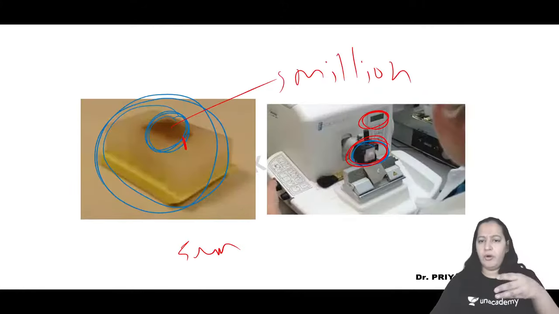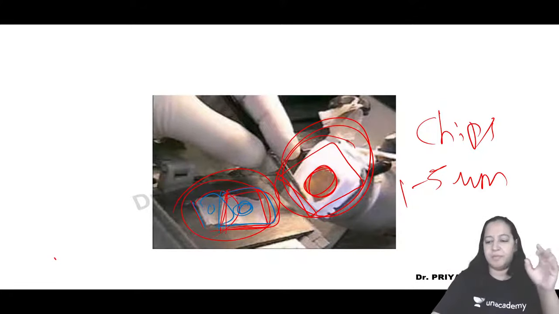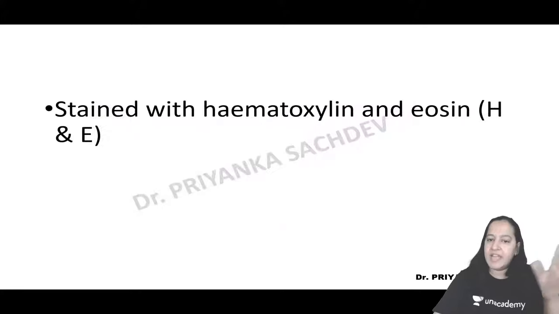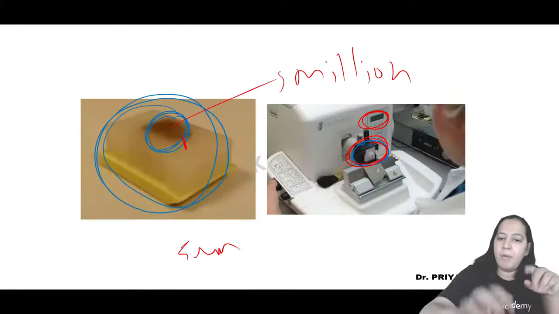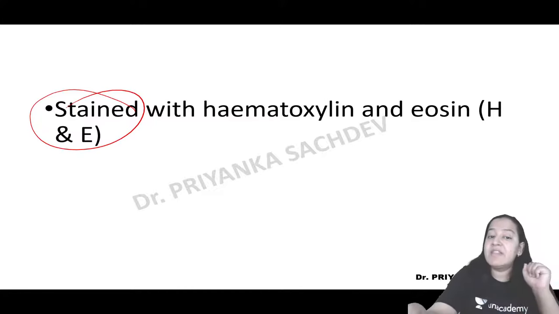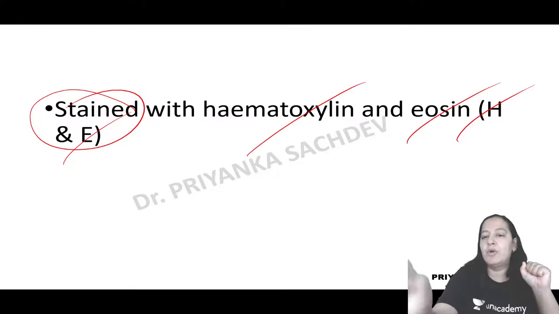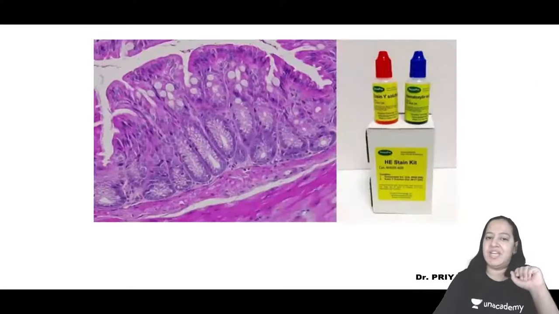Cut 3-4 times, and wherever you get a complete chip, take that chip and stop cutting. Take it on a slide and stain it. The next step is staining with what? Stain with H&E. Most of you don't even know the full form of H&E. It is hematoxylin and eosin. So always do H&E stain.